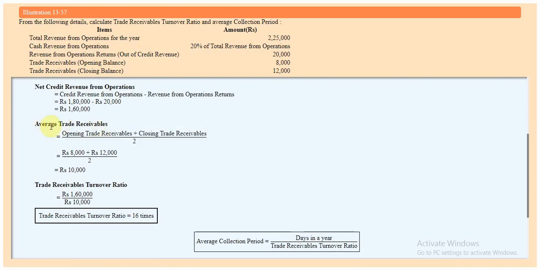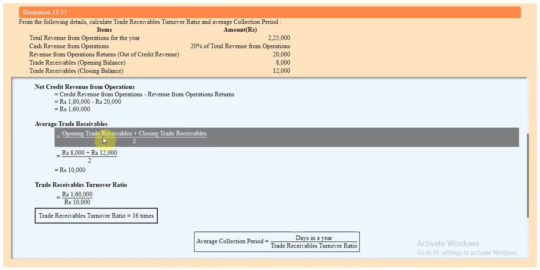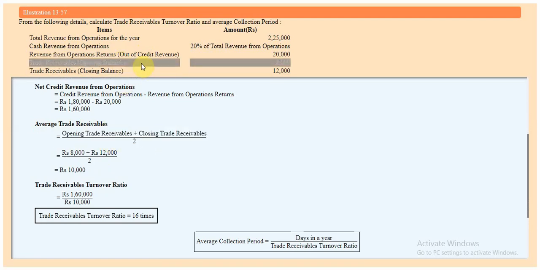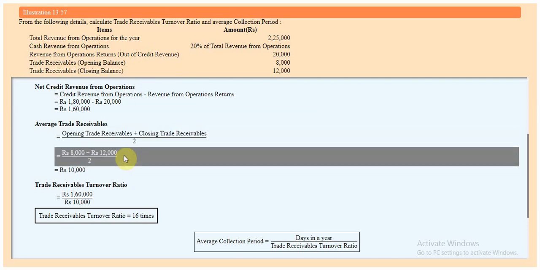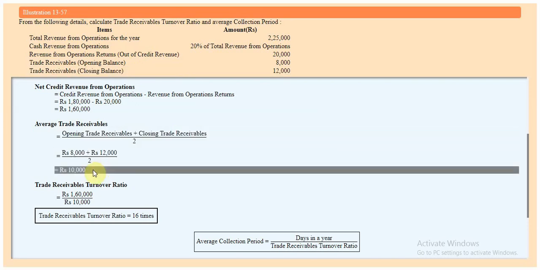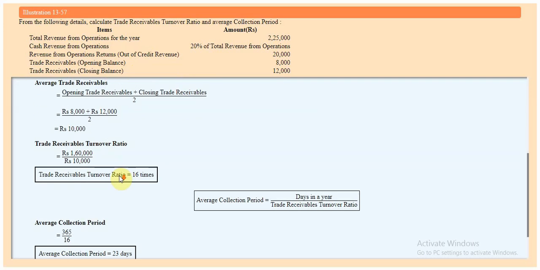And then we are finding out the average trade receivables, that is opening receivables plus closing receivables by 2. Both the data is directly given to us. So just substitute the data and we will find the answer as 10,000 is the average trade receivables.